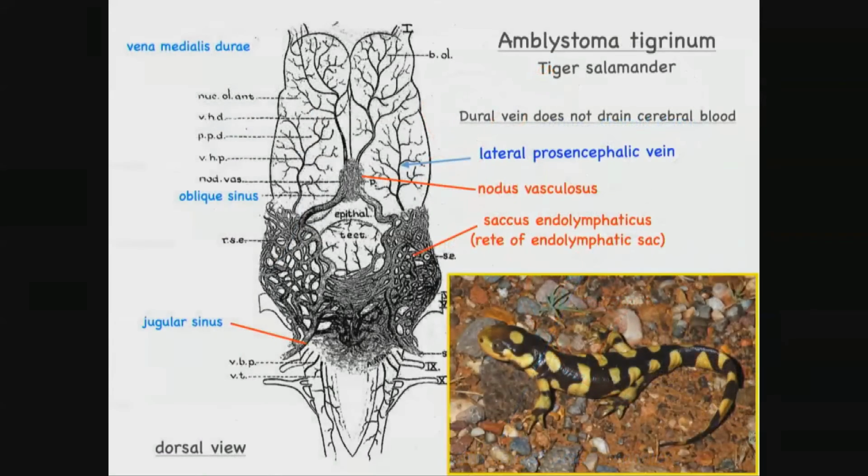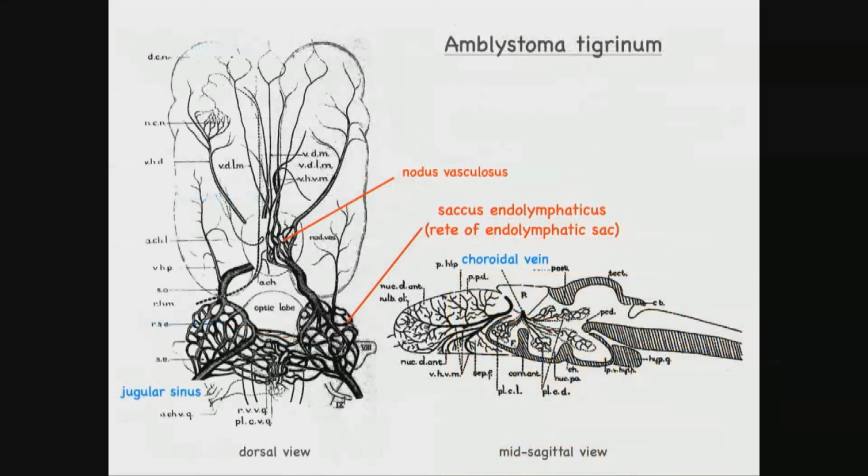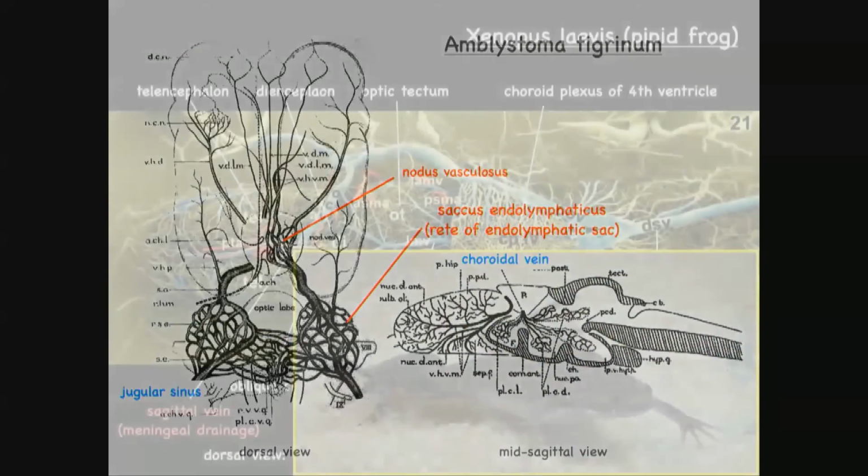This is a tiger salamander, the venous system. You will see not the midline large veins, but venous structures collected to the nodus vasculosus and also the endolymphatic sac and lymphatic sac. This is the collector of the venous system dorsally. If you see the mid-sagittal section on the right side, choroidal veins are also collected dorsally to this venous system.